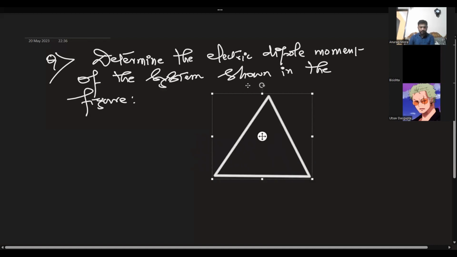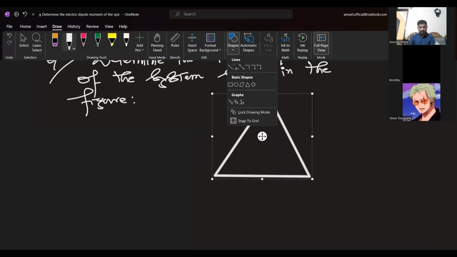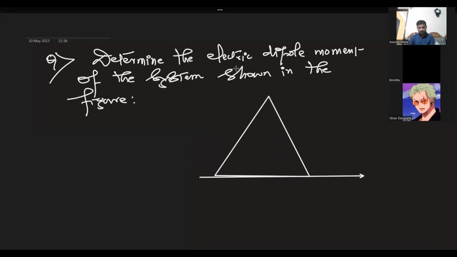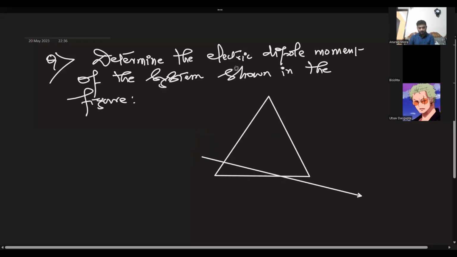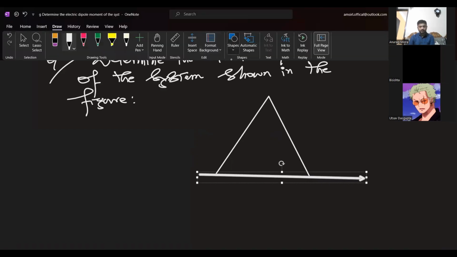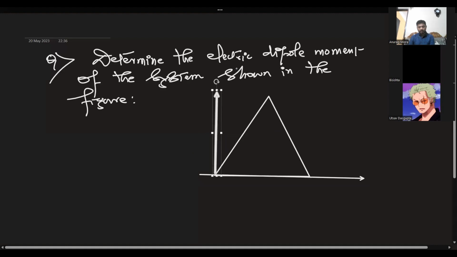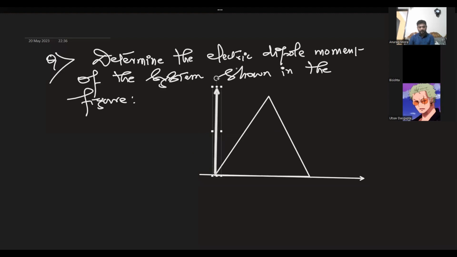Okay, so we have this triangle out here, and it has been placed in such a way so that one side is along the x-axis. The other side is along the y-axis. Perpendicular means that y-axis perpendicular to one side is along the y-axis. We can say this is y, this is x.